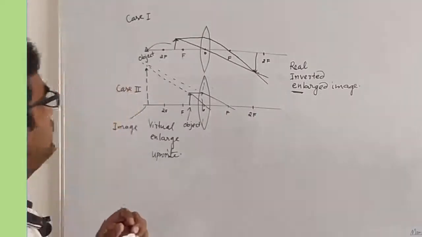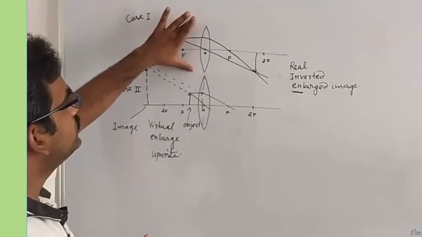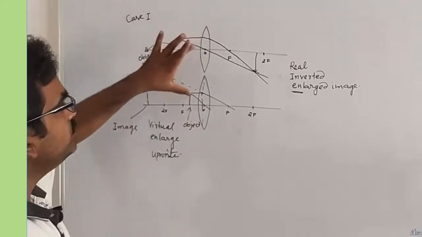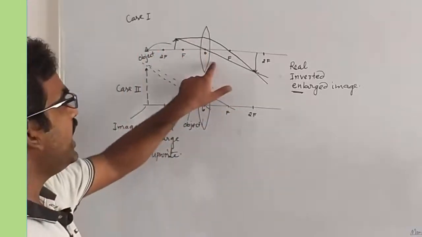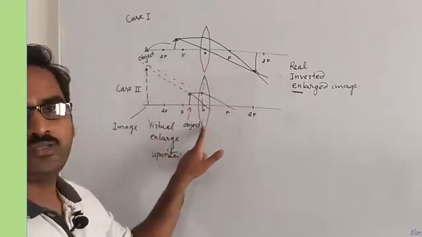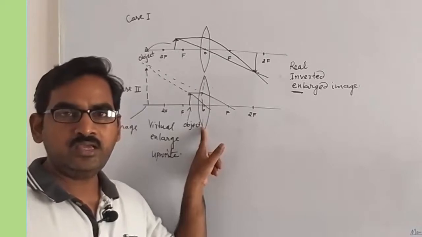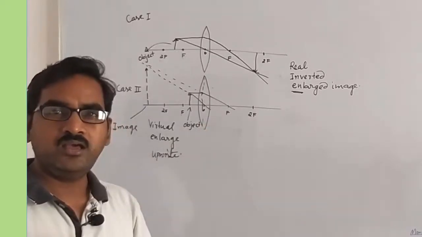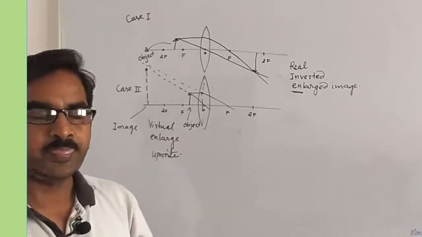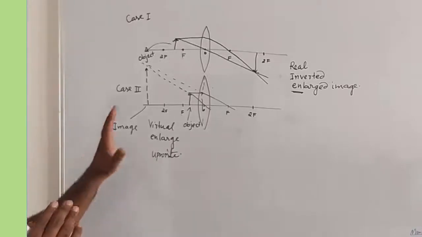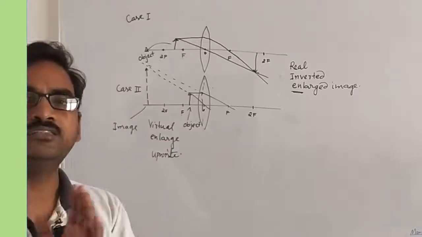But if we use a combination of these two lenses, remember we are using at least a combination of two lenses, then we can get a further enlarged image. Okay, so this concept was utilized by Zacharias Janssen.